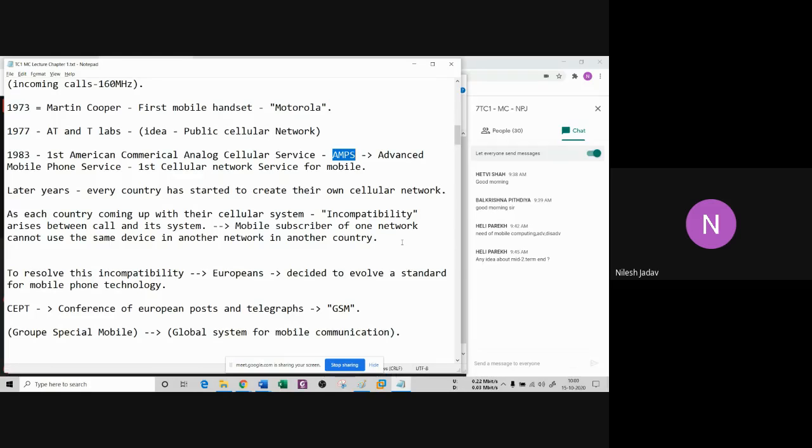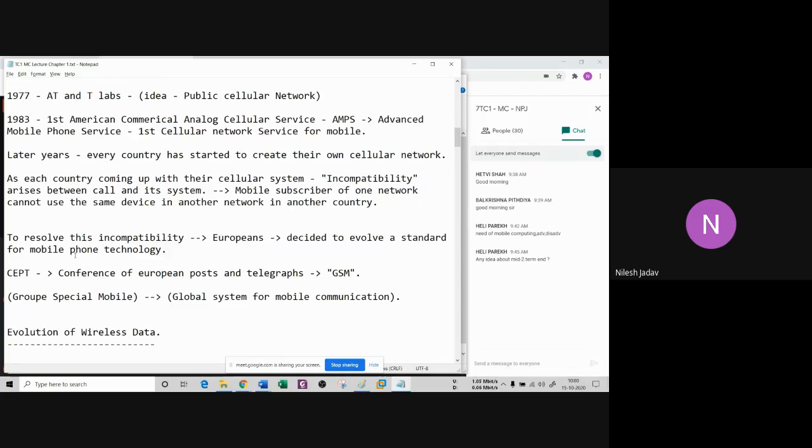So remember, a question comes from here as well. To resolve this incompatibility, what happens? These European people created a standard for mobile phone technology, which we call CEPT, the Conference of European Post and Telegraph, which later was converted into something called GSM, Group Spatial Mobile. Earlier that was the name, but now it has been changed from Group Spatial Mobile to Global System for Mobile Communication, which is known as the GSM network.